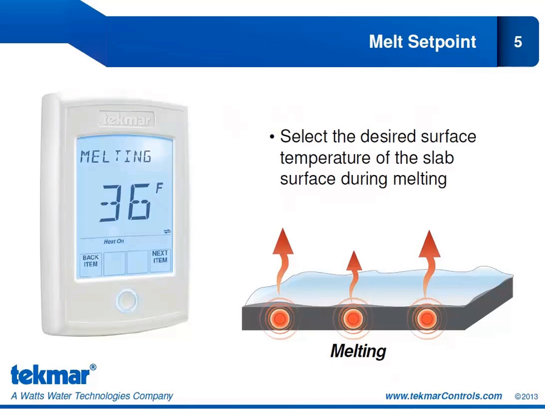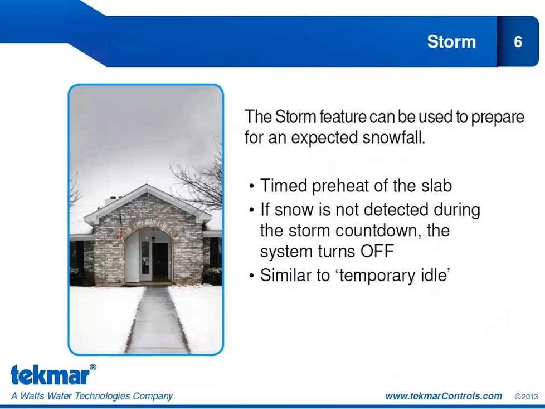The melt set point is also a temperature set point that you would enter in the Set Temp menu of the 654. So this is the desired surface temperature of the slab during melting operation. Our default temperature is 36 degrees Fahrenheit. That is a standard temperature for the snow melt surface during melting. Typically it can go up to 38 degrees but no higher. When we get higher than that, as we looked at before, we're just going to be increasing our heat losses to the environment.